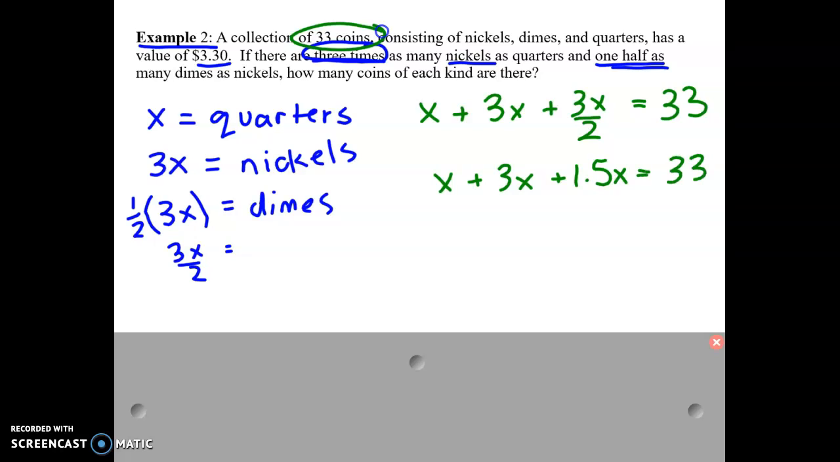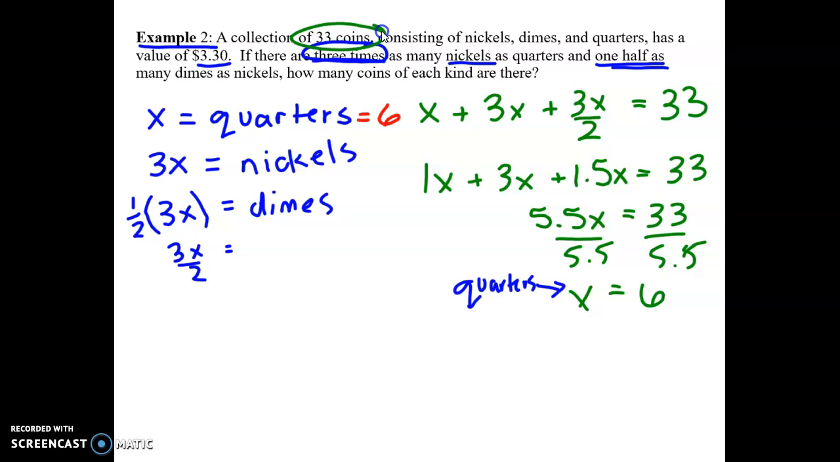Now they're all like terms. So I have 1x plus 3x plus 1.5x. So that would be a total of 5.5x equals 33. Now how do I move the 5.5 over? Divide it. So that means that x should equal 6. Right. So if there's 6 quarters, then the nickels is 3 times 6, so there'd be 18 nickels. And in the dimes, there's half as many as nickels, so that's 18 over 2, so there'd be 9 dimes.